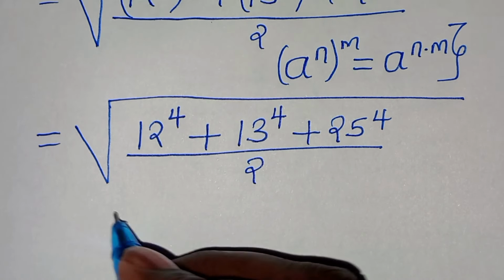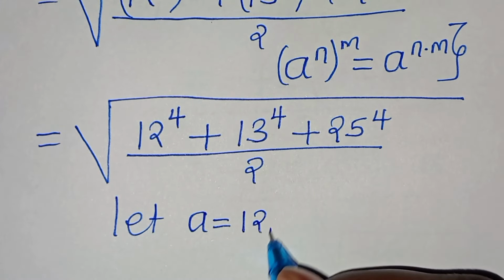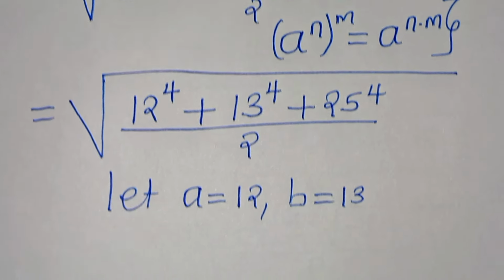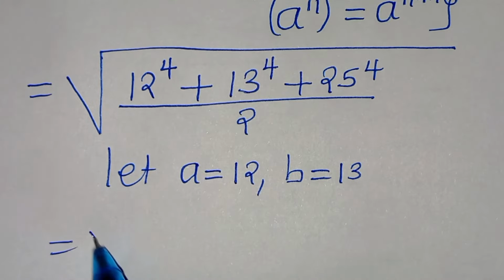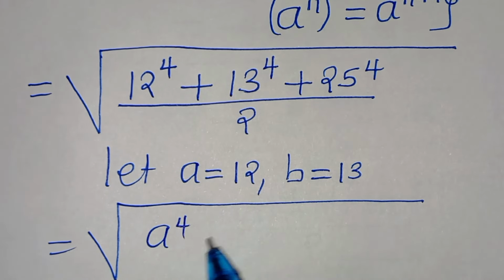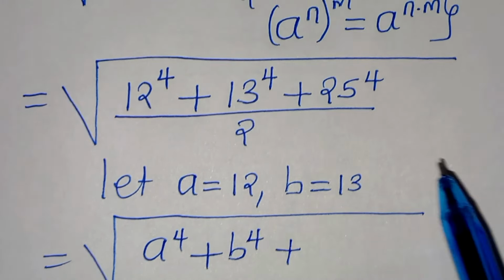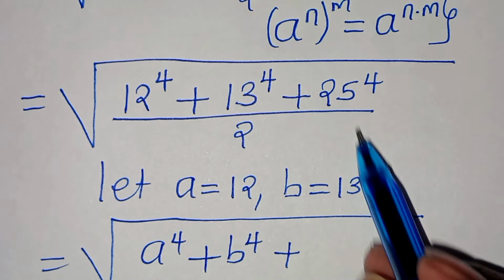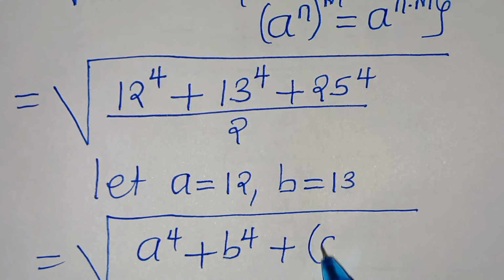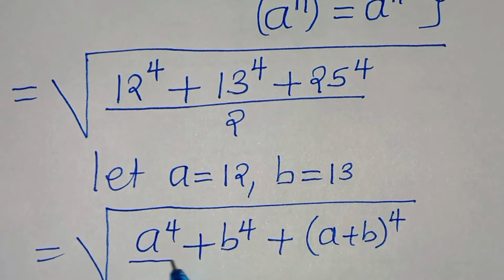The next step is that we can let a be equal to 12 and we can let b be equal to 13. So this implies that we can express this as the square root of a to the power of 4 plus b to the power of 4, then plus, we can express 25. 25 is the same thing as 12 plus 13, so this is a plus b. So we have a plus b raised to the power of 4, then divided by 2.